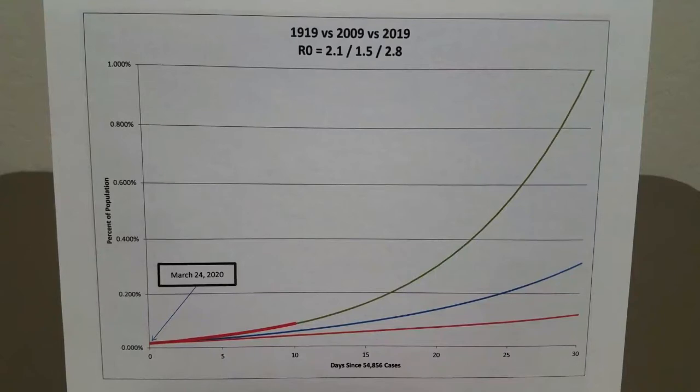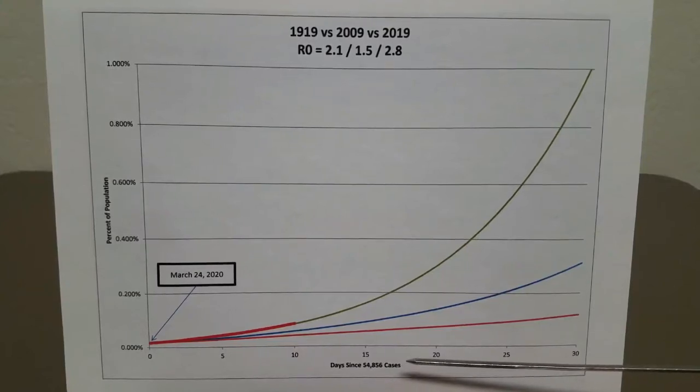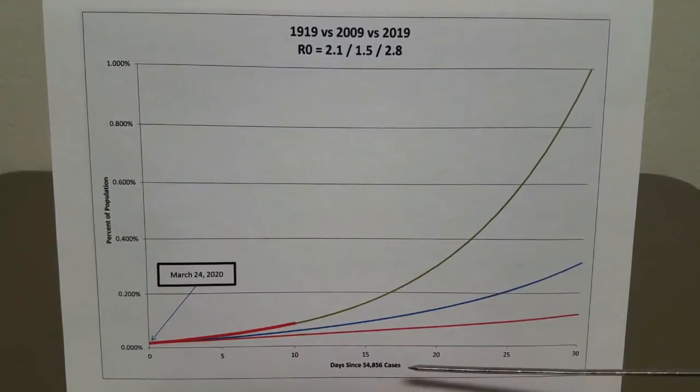All right, so the last chart we're going to look at shows COVID-19 added here into the plot. So COVID-19 since March 24th has been showing an R0 of about 2.8. And this is really what people are concerned about. So this is the reason we've chosen 54,856 cases. On this date in the United States, March 24th, the United States had 54,856 cases.